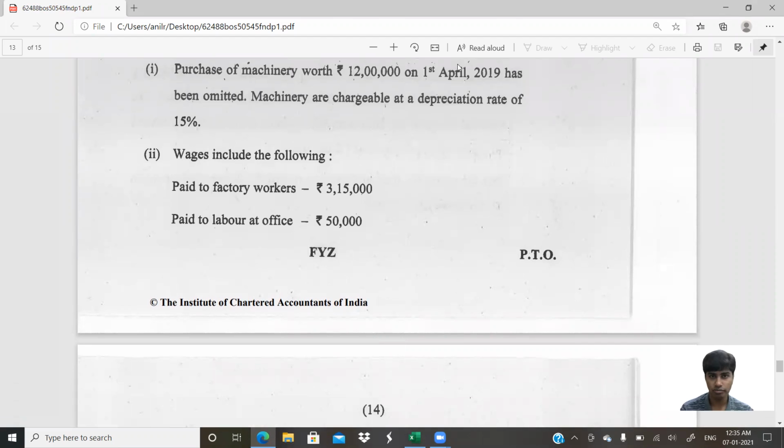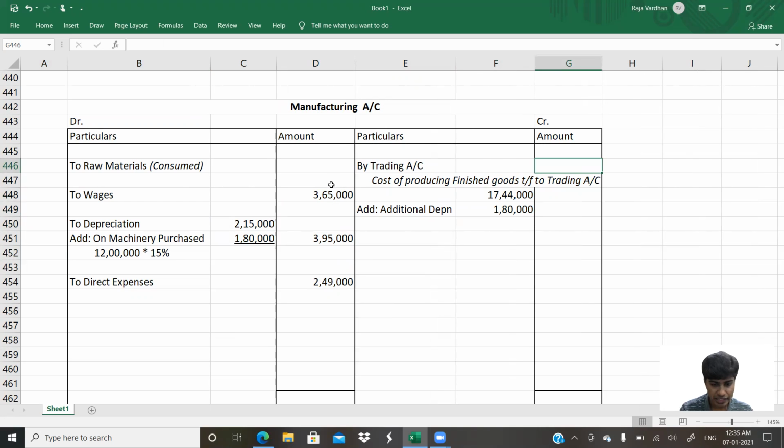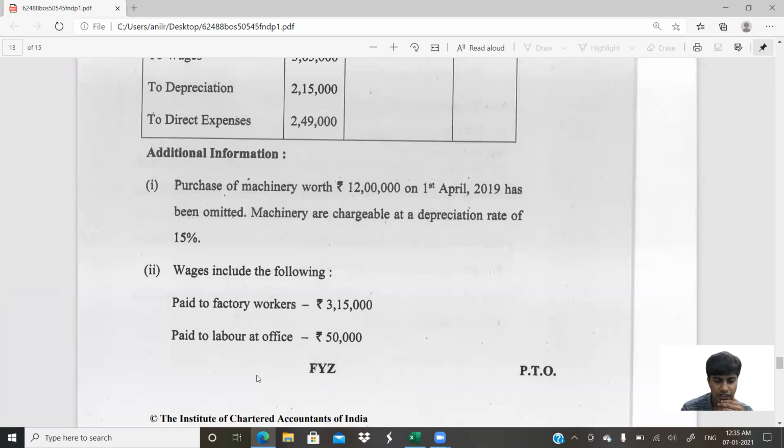Wages include the following. That wages, whatever they've written here, 3,65,000. Here even I have written 3,65,000. This includes certain items. What all does it include? Have a look. Wages include factory workers 3,15,000. That should be included. Paid to labor at office 50,000. So this office employees, if you pay any wages, where will it come? It will come in P&L account, not in manufacturing account. But what have they done? They've wrongly included 50,000 in manufacturing account.